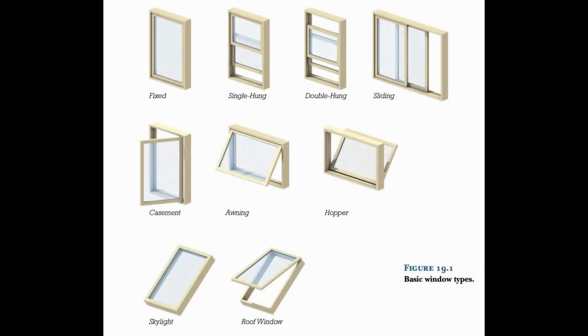Let's get started. To begin, we're going to start talking about the types of windows. First, fixed windows actually have no operable components, so they are the least expensive and least likely to leak air or water. And operable components basically means that they don't have any moving parts.